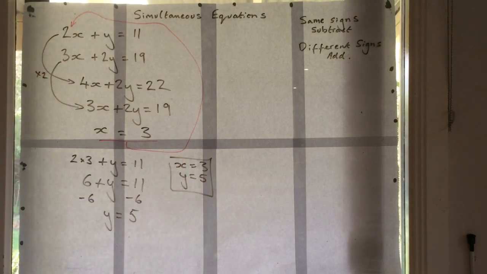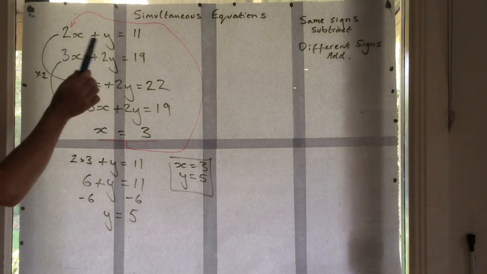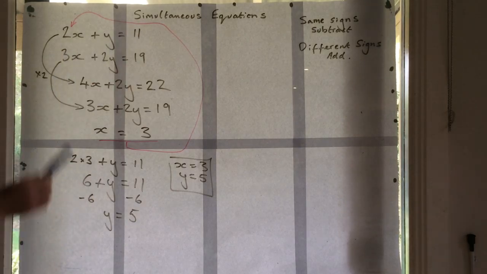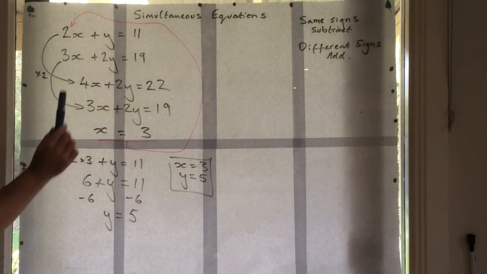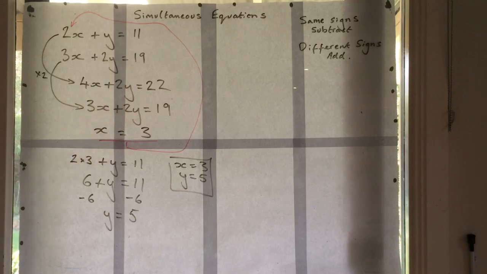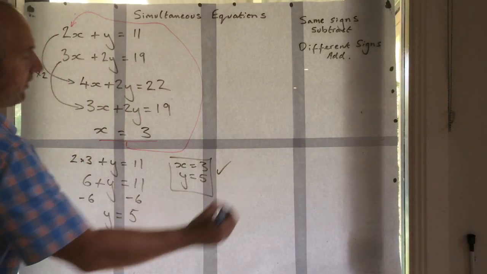Now I'm going to substitute that back in to check it works. So 2 lots of 3 plus 5 is 11, yeah. 3 lots of 3 is 9, plus 2 lots of 5, which is 10. 9 plus 10 is 19. Perfect, I've got the right answer.